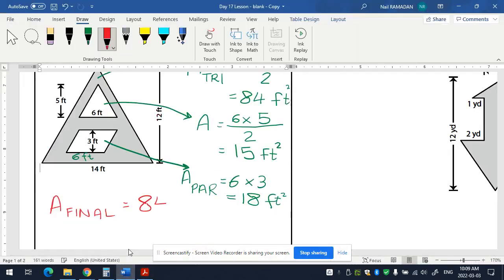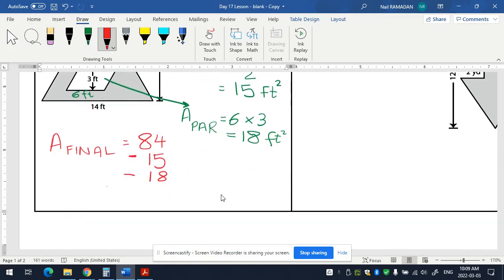So let's go back and forth. So 84, subtract what? 15, subtract again, 18. All of that is equal to how much? Well, 15 and 18 is 33. If you subtract 33 from 84, 51 squared. Don't forget the square. It's an area, 2-dimensional. Awesome. That's it. You get full marks if you lay it this way or the other way.